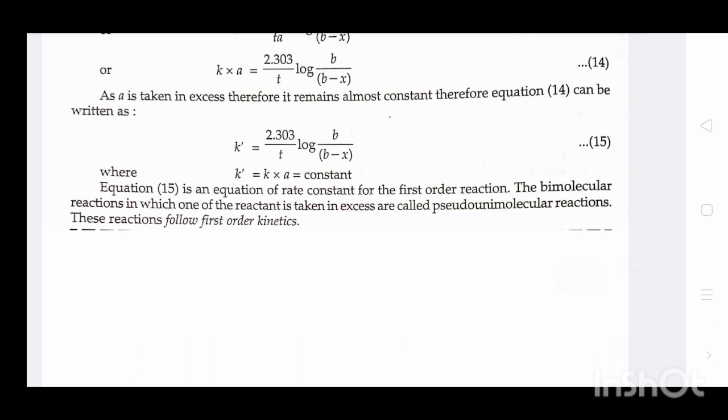Equation 15 is an equation of the rate constant for a first order reaction. The bimolecular reactions in which one of the reactants is taken in excess are called pseudo-unimolecular reactions. These reactions follow first-order kinetics.